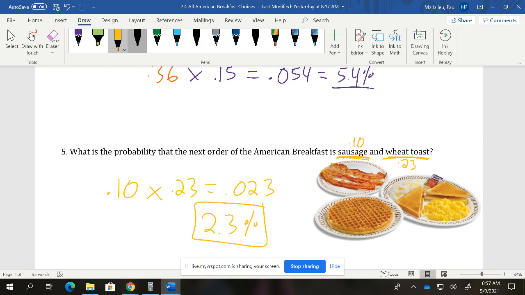All right, so that's our All-American breakfast. So you can combine that with the longer lesson, and hopefully you're all pen and paper ready.